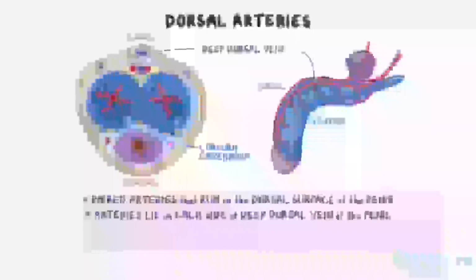Let's start with the dorsal arteries, which are paired arteries that run on the dorsal surface of the penis. Here, the arteries lie on each side of a vein called the deep dorsal vein of the penis, in a groove between the corpora cavernosa. These arteries supply the fibrous tissues surrounding the corpora cavernosa, the corpus spongiosum, the membranous urethra, the spongy urethra, and the skin of the penis.